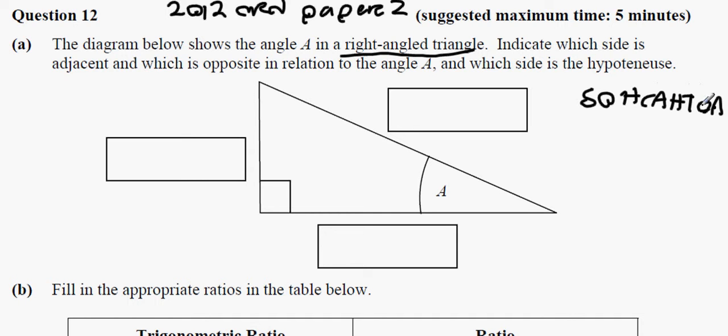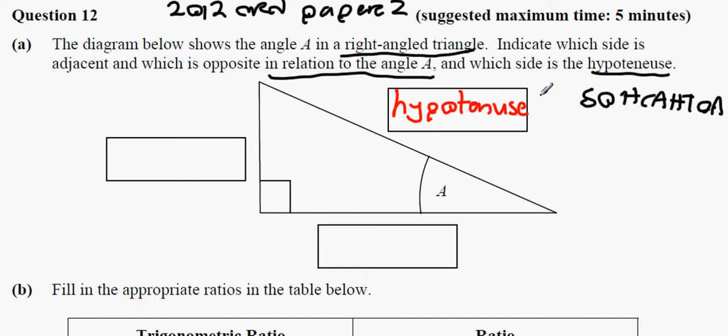Now, indicate which side is adjacent, which side is opposite in relation to the angle A, and which side is the hypotenuse. Hypotenuse is always the longest side. So the side that looks the longest is the hypotenuse.